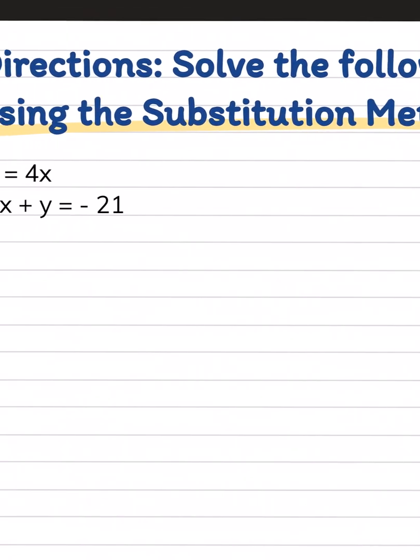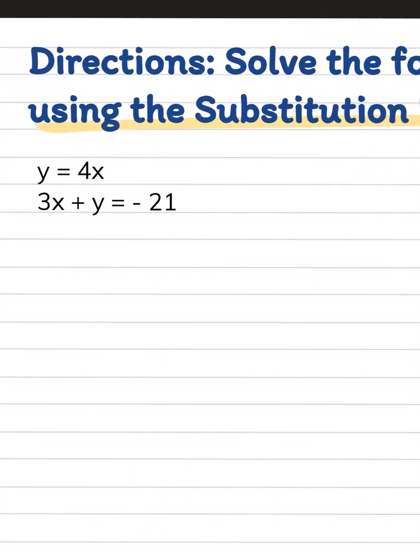Okay. So look at the 2 equations. Does one already have x by itself or y by itself? Yes. Which one? The first one. It's y equals 4x. So that means in my second equation, everywhere there's a y, I'm going to plug in what? 4x, right? So let's actually go and do that.